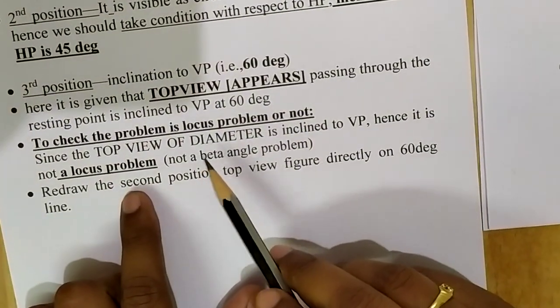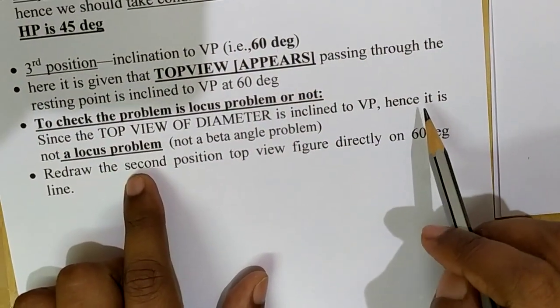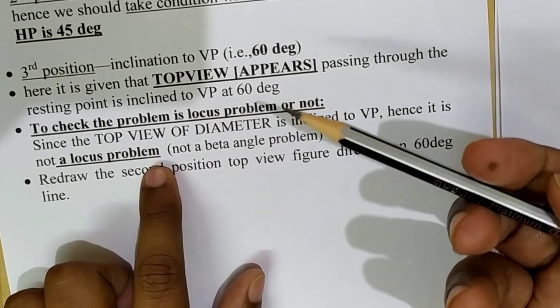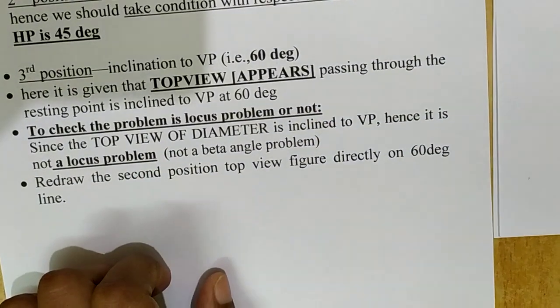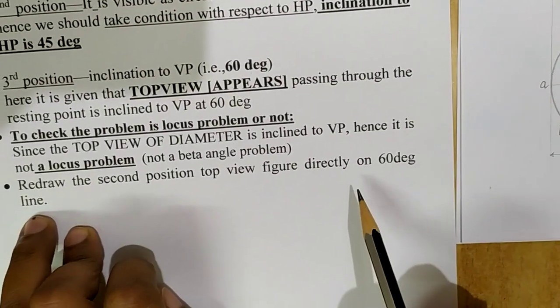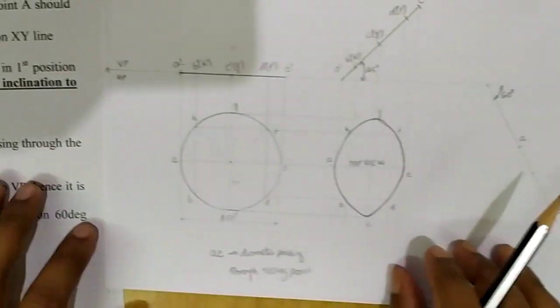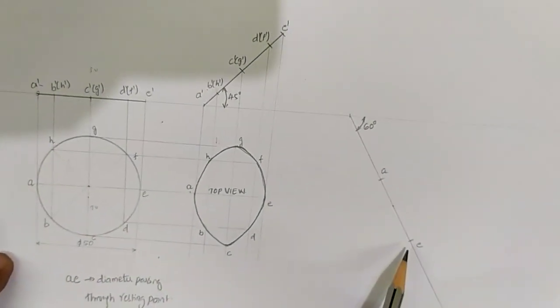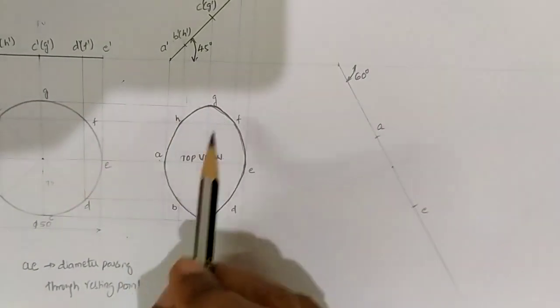Since the top view of the diameter is inclined to VP, it is not a locus problem, because the top view will be obtained in the second position itself, and we need to redraw the second position figure itself. Hence redraw the second position top view figure directly on the 60 degree line. That is what I am doing here, the redrawing of this figure. Two corners I have got, A as well as E. I should obtain the remaining six corners.